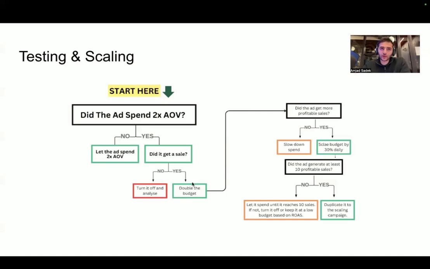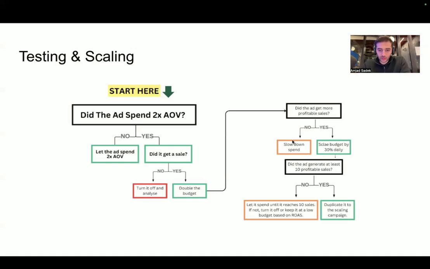So if you have it at $50, you can scale it to 70 or 80, depends on what your budget is. And then you wait a few more days and ask yourself, did the ad get more profitable sales? If the answer is yes, then you scale the budget by 30% or you double the budget, depends on your feeling on how well this ad can work. But 30% as daily scale is a safe option, especially if you keep getting profitable sales. But if you didn't get more sales and you slow down on spend and you wait a few more days, if you didn't get any more profitable sales, then you need to turn off the ad and start with the analyzing of the entire thing.